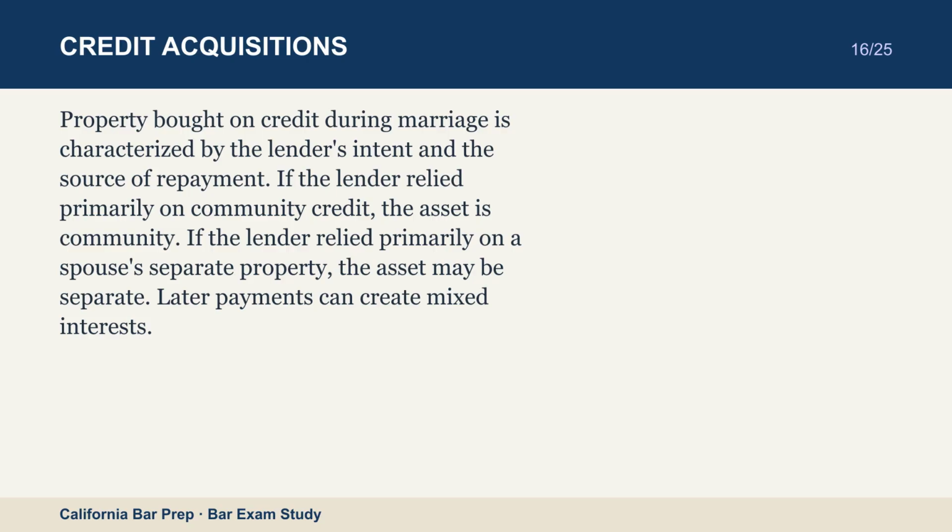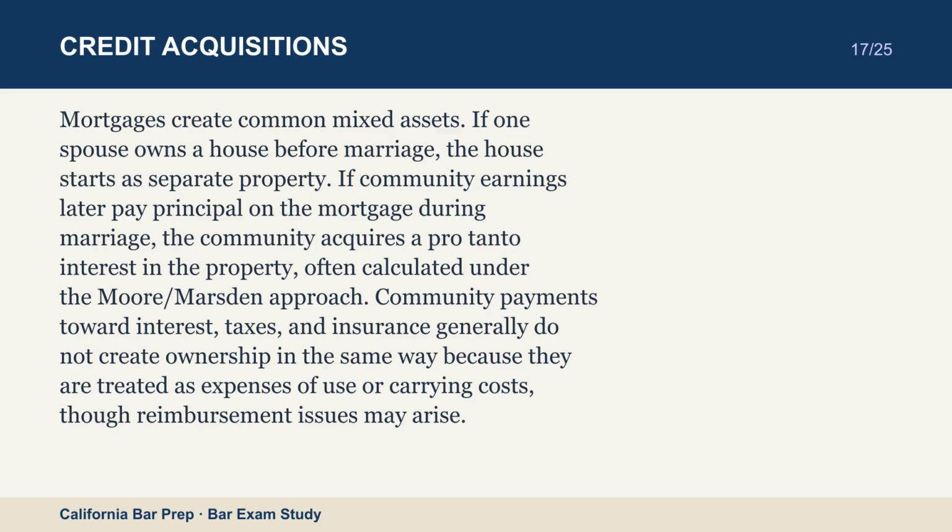Mortgages create common mixed assets. If one spouse owns a house before marriage, the house starts as separate property. If community earnings later pay principal on the mortgage during marriage, the community acquires a pro tanto interest in the property, often calculated under the Moore/Marsden approach. Community payments toward interest, taxes, and insurance generally do not create ownership in the same way because they are treated as expenses of use or carrying costs, though reimbursement issues may arise.